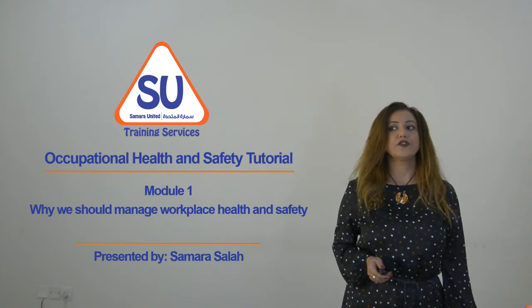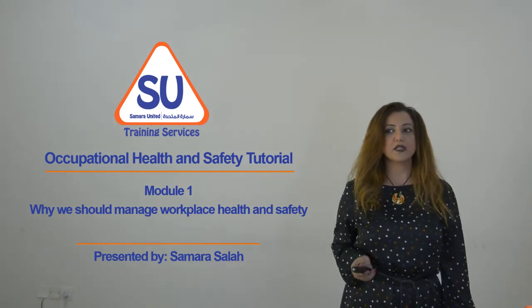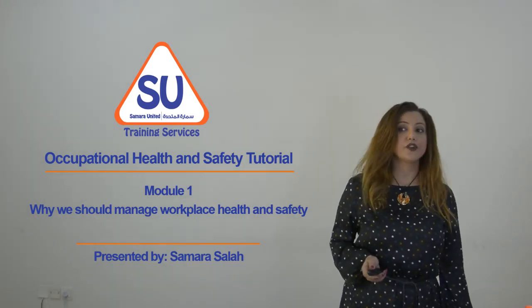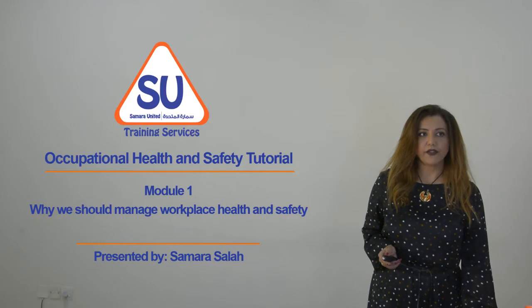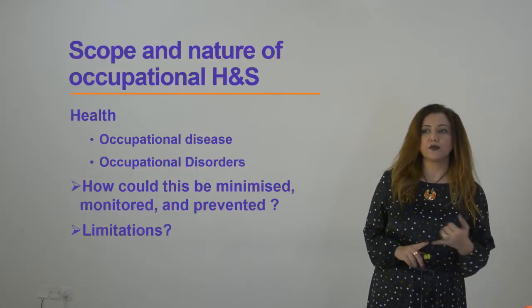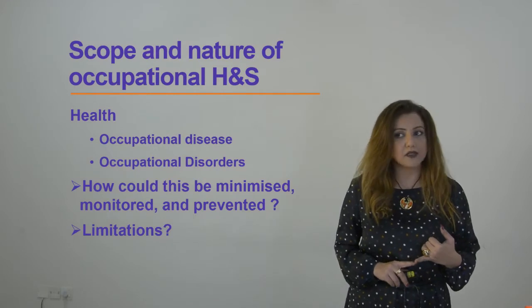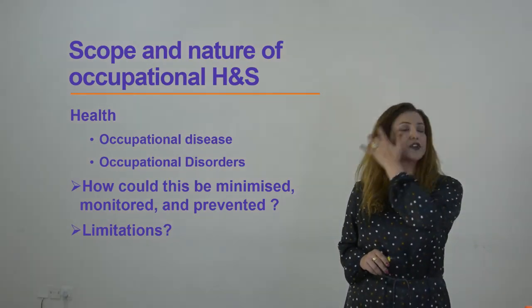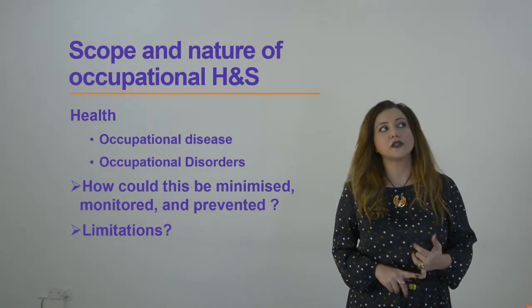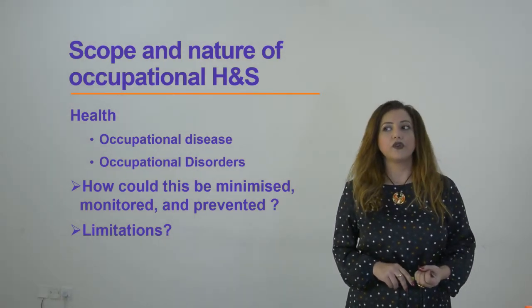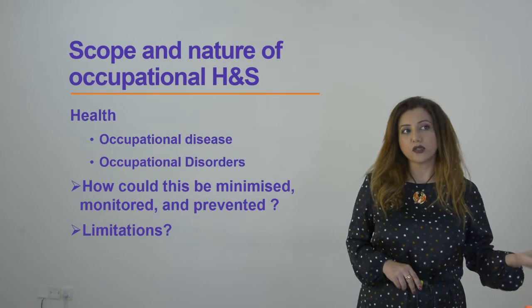Scope and nature of occupational health and safety. We'll be discussing here different elements within health and safety in the workplace. Starting with health, when we talk about occupational health, we mean here occupational diseases such as occupational cancer or asthma, and occupational disorders such as, for example, upper limb disorder or hearing loss.